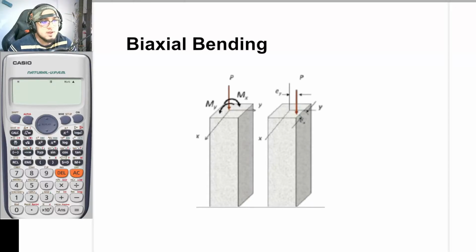Hello and welcome once again to Principles of Reinforced Concrete, and in today's video, we would be discussing a sample problem of a column under biaxial bending. So when we say biaxial bending, this is a case wherein it is bending in two axes.